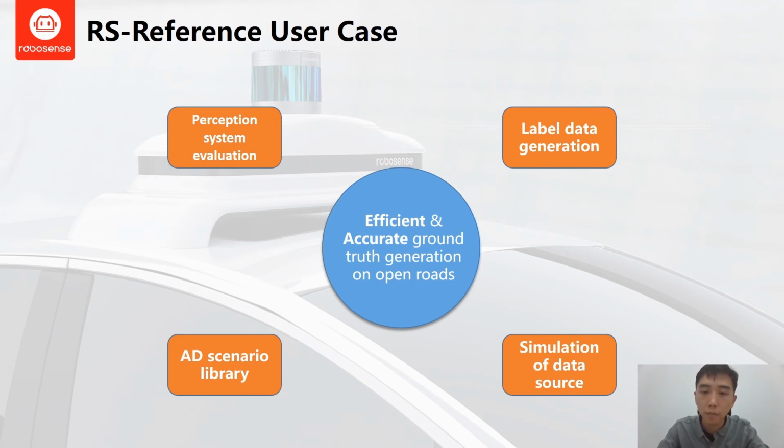Actually, the reference system can generate a large amount of ground truth data on open roads very efficiently and very accurately. This is a core ability of this reference system. And based on this ability, we can do many things.